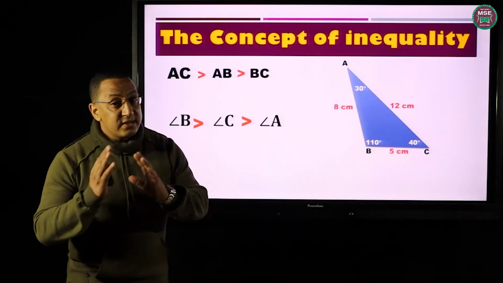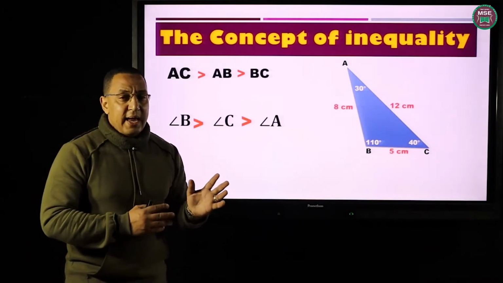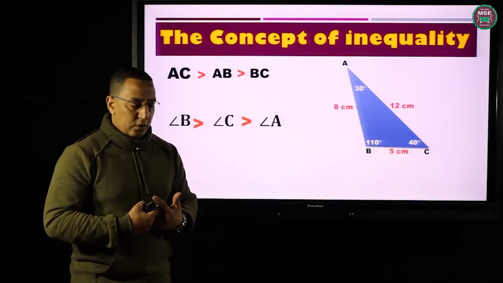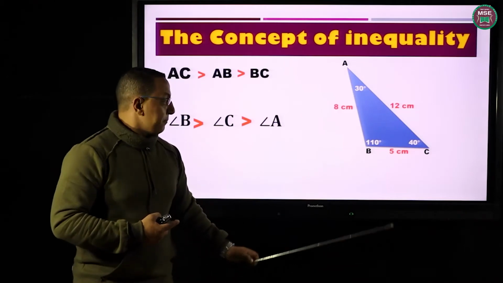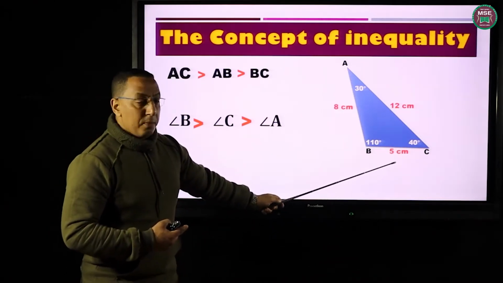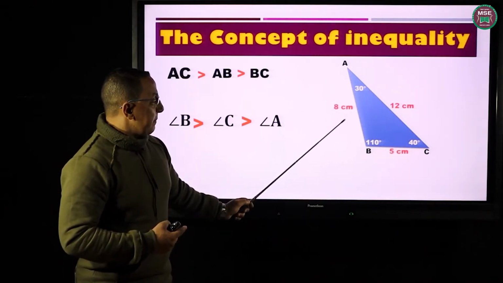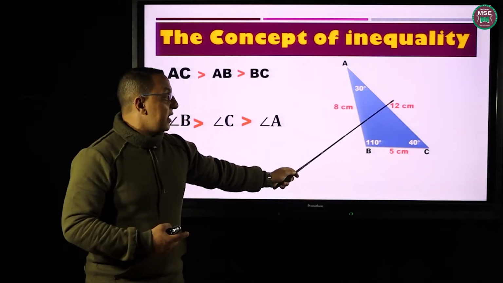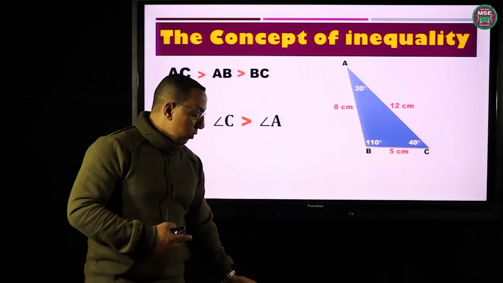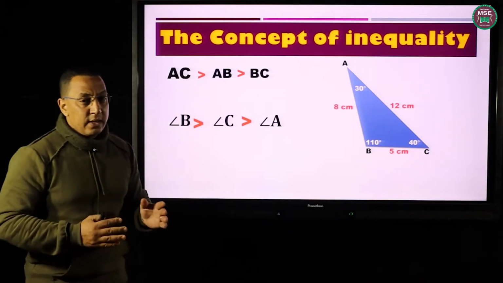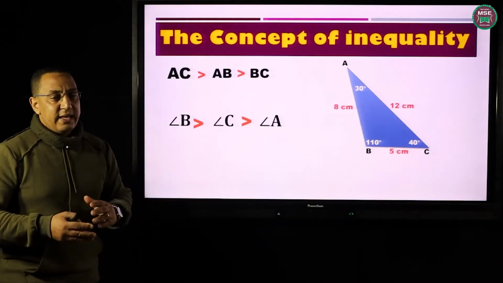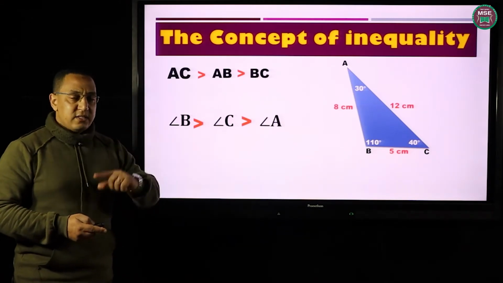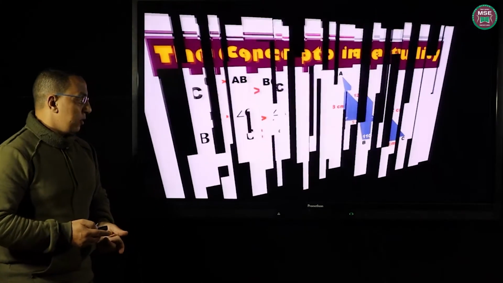The big side is opposite to the big angle and the small side is opposite to the small angle. Or in other words, the smallest side is opposite to the smallest angle, the middle side is opposite to the middle angle, and the greatest side is opposite to the greatest angle. So there is always a relation between the side and the angle: the big opposite to the big, and the small opposite to the small.